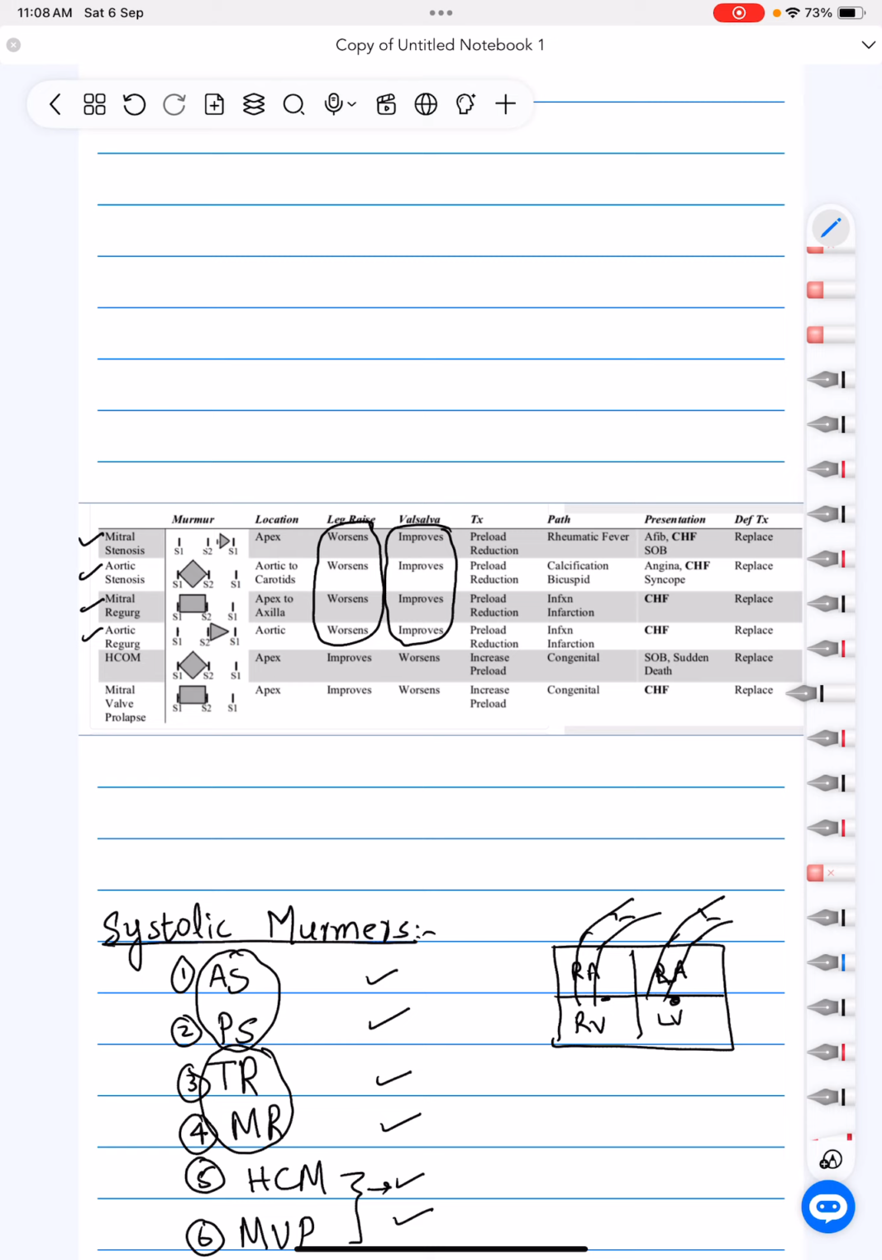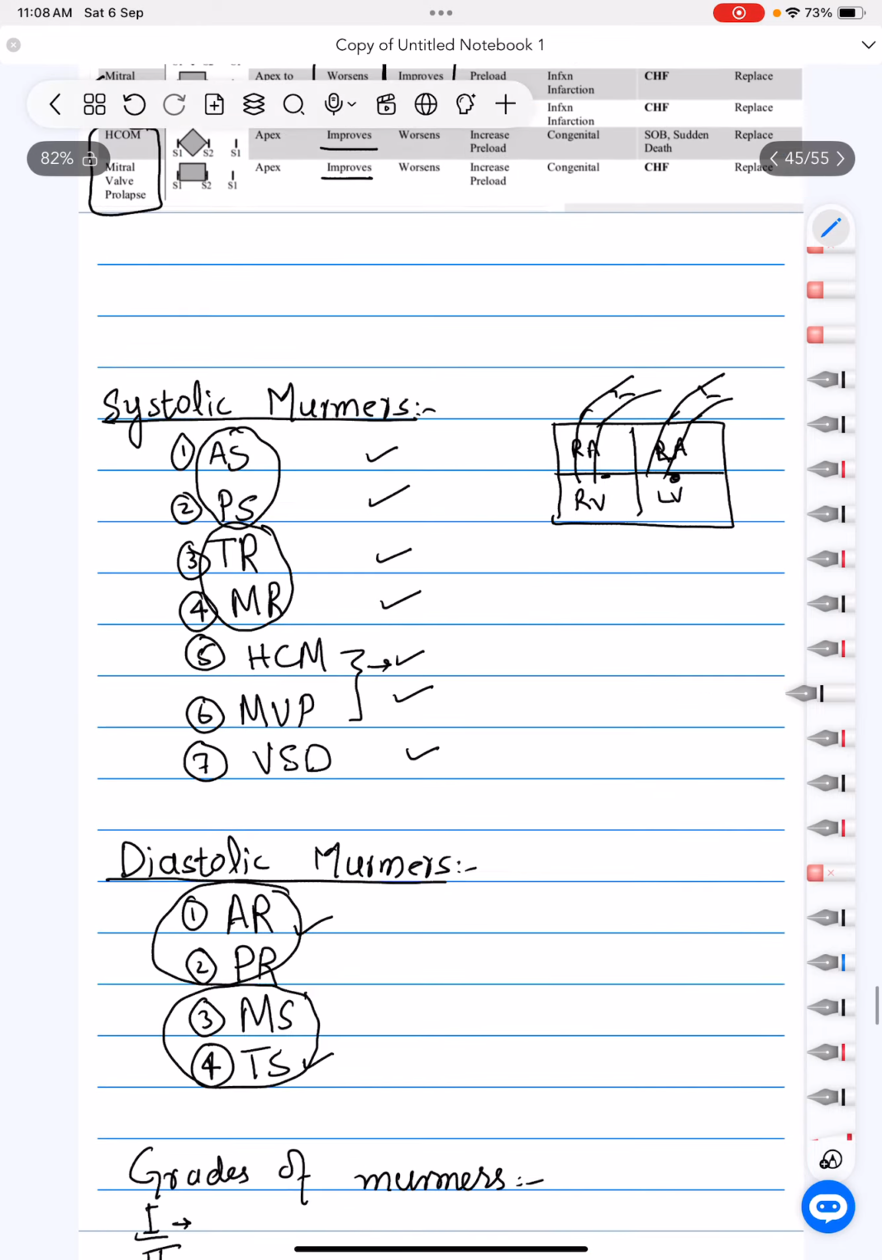But when you look at HOCM and MVP, these two are the opposite. How are these two opposite? They improve with an increase in the venous return. When you do leg raises, the blood flow towards the heart increases, so these improve. So just remember that these two are opposite to the rest of it. It will help you in solving the MCQs.